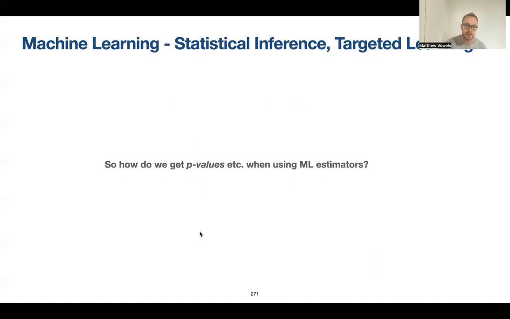So then the question remains, well, how do we get the same sort of benefits that we get when we're just computing the average height? How do we do that with machine learning?